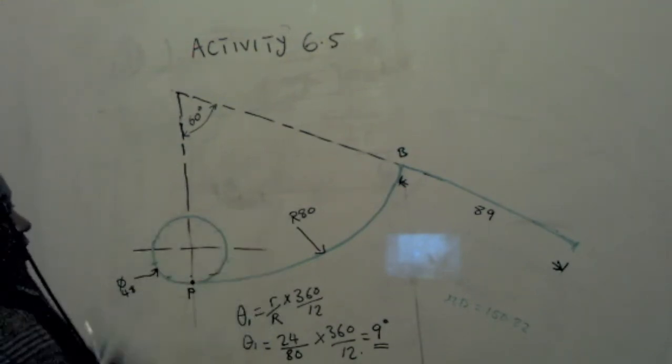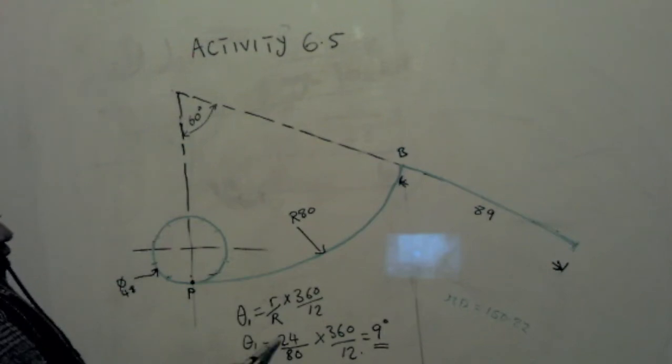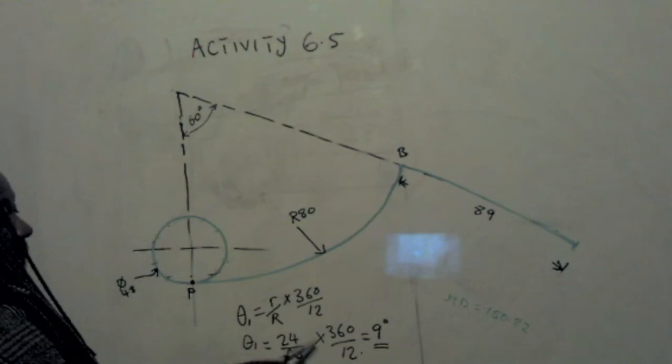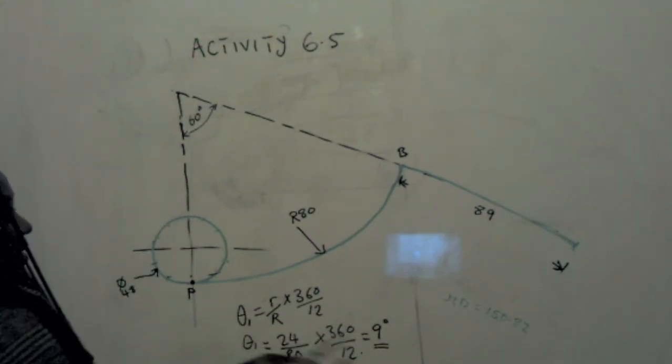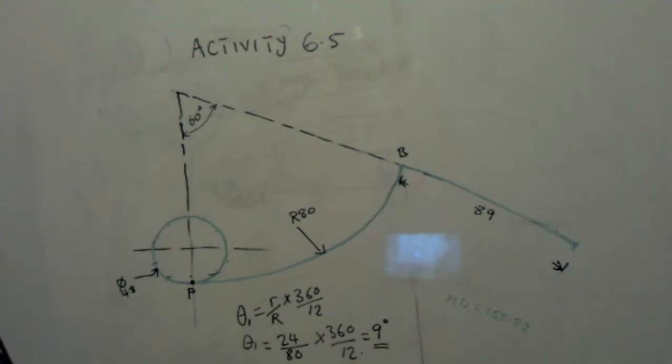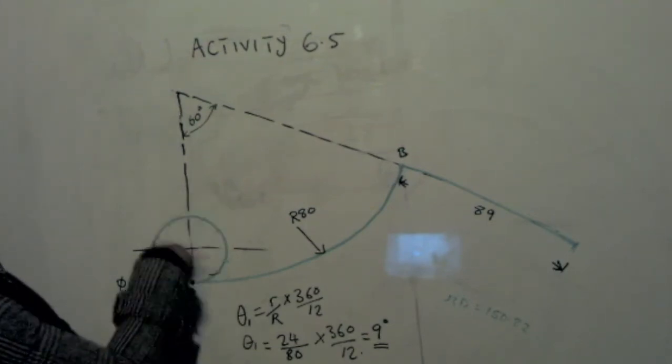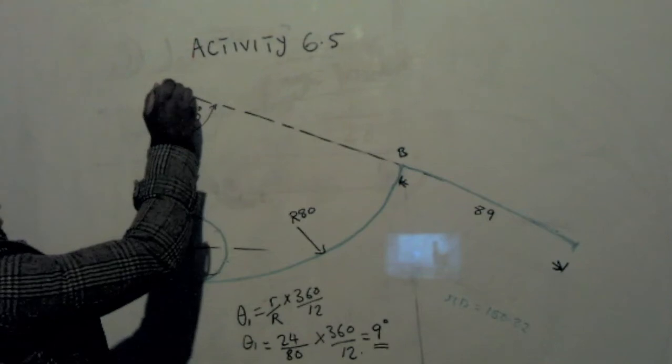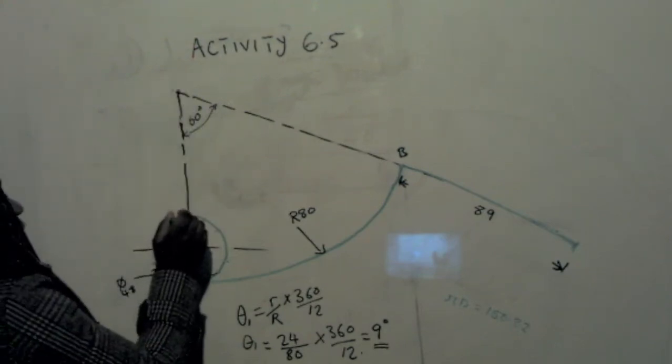Big R is 80. Then divide 24, which is half of 48, by 80, times 360 over 12. I'm getting an angle of 9 degrees. Then divide the circle into 12 divisions and connect each division to the center. You're going to draw these.